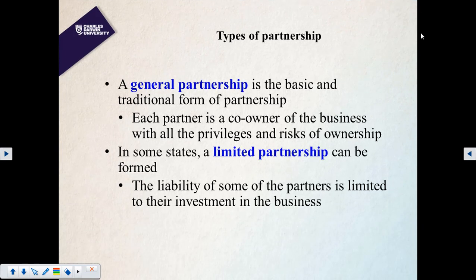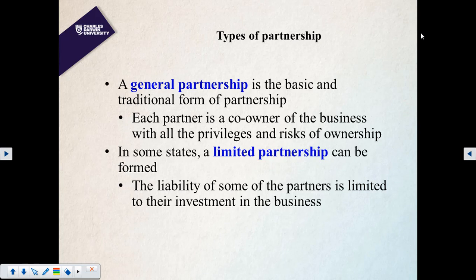One is called a general partnership, which we normally form, where each partner is a co-owner of the business with the privileges and risks of ownership. The other one is a limited partnership, where the liability of some of the partners is limited to their investment in the business. So in the case of a general partnership, we say, okay, you put in $10,000, I put in $10,000, and we will all work for our business, and we divide all the liabilities and responsibilities equally. But it can be a limited partnership.